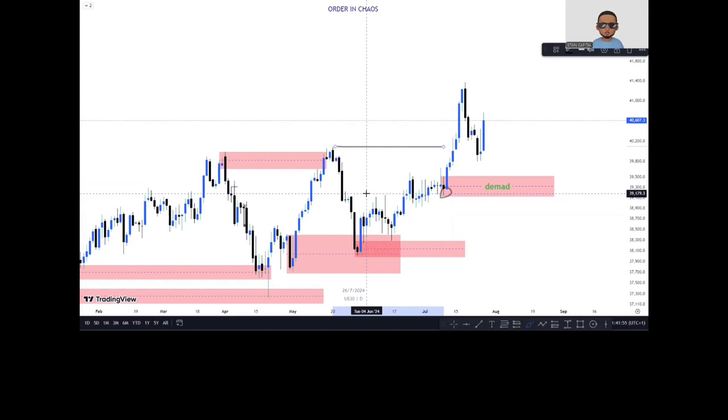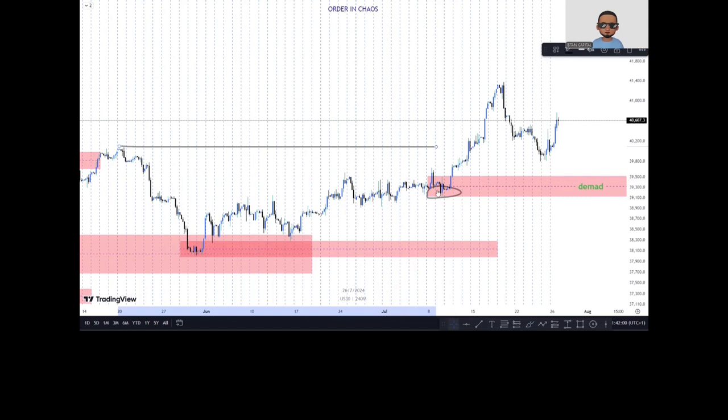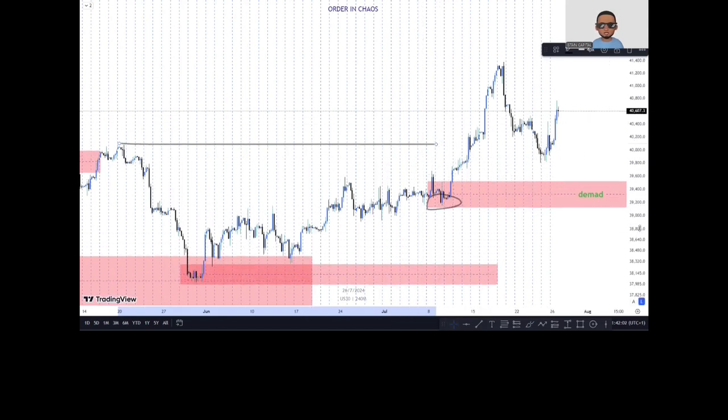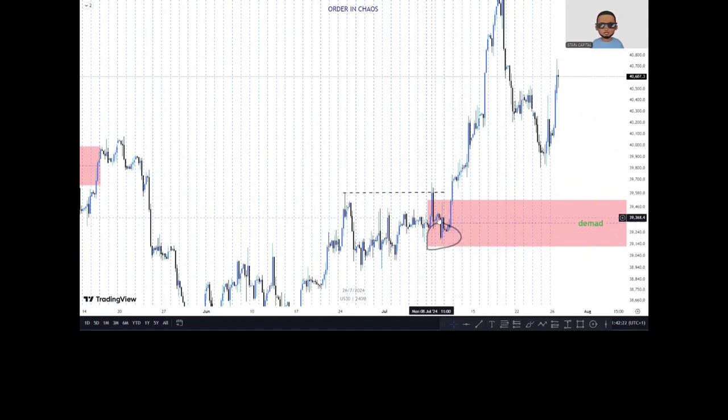If you go to the 4-hour time frame, that is the last leg. The market was making higher highs and higher lows. It took out this high, and this is the last leg that sponsored the break of this high. This is an important demand area. It automatically became an important low to me.